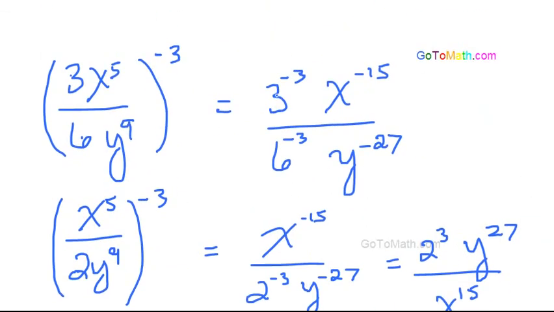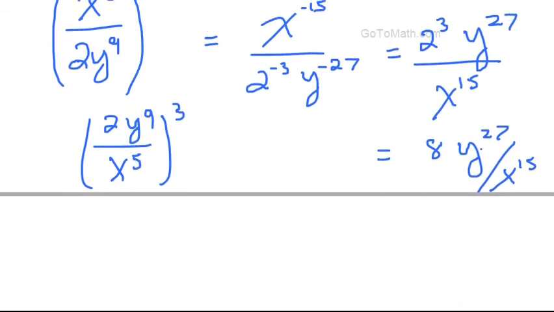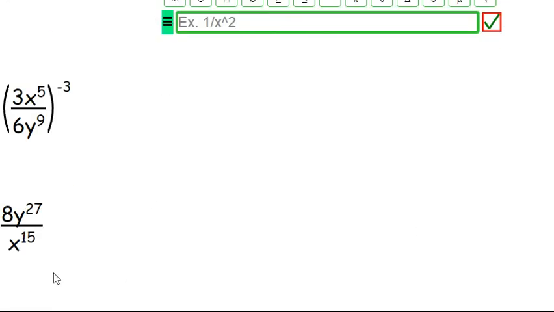This thing here, we just end up bringing this up into the numerator, and then adding, you'd end up with 3 to the 0. What? Oh, you can't do that because these bases are different. I don't know what I'm thinking there. Anyway. Okay, 8 y to the 27th over x to the 15th. We got that.